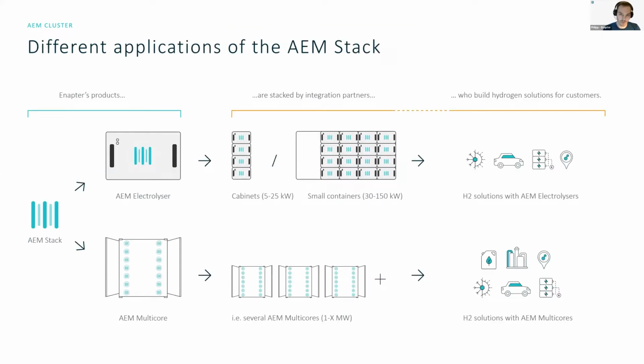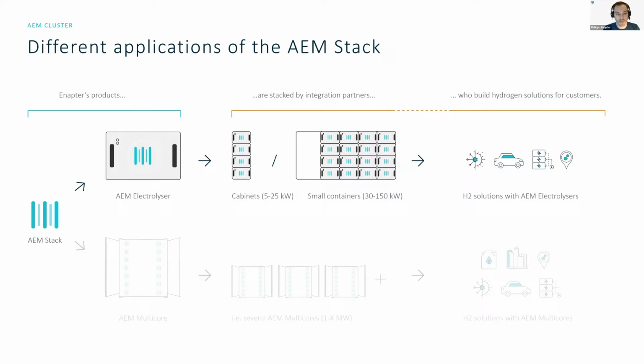All right, you already know, I guess, that the AAM stack is used either in the AAM electrolyzer or in the multi-core. We will hear more about the multi-core tomorrow. So for today, I would like to focus on the upper path. The AAM electrolyzer can be used, of course, in a cabinet, just stacking several electrolyzers on top of each other. And then, of course, you can also combine several cabinets, for example in a container, depending on your individual hydrogen solution.